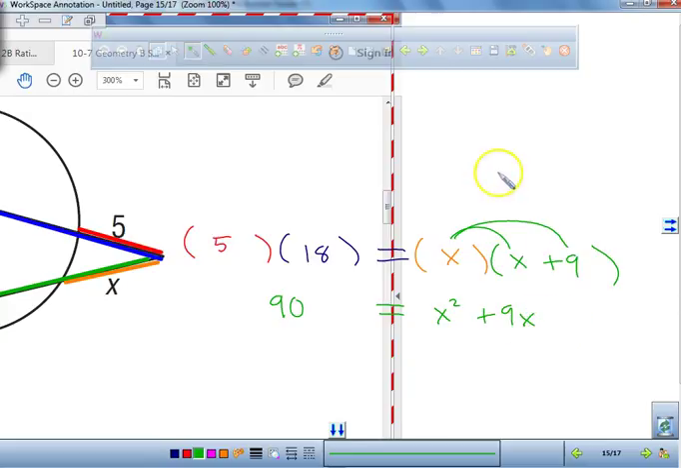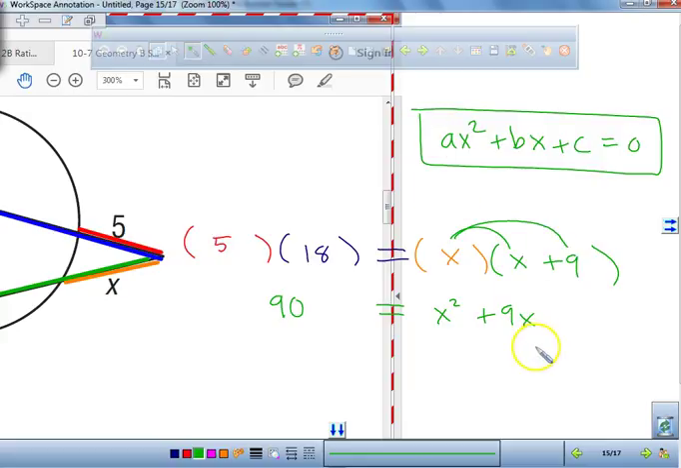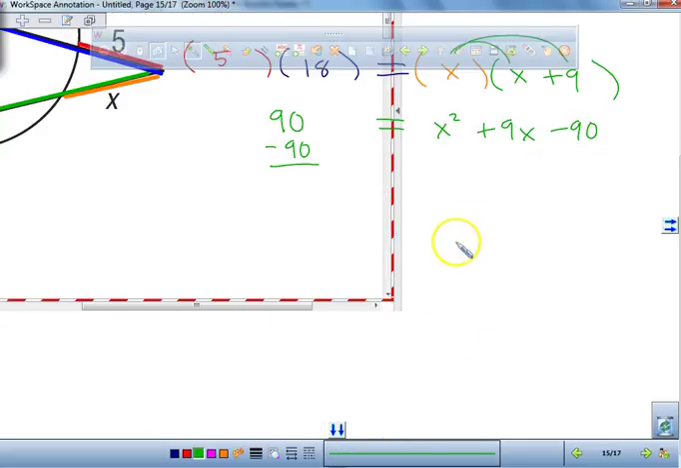Now we have a quadratic. A quadratic equation, if you remember from Algebra 1, has a standard form: ax squared plus bx plus c equals 0. So what we always want to do is set it equal to 0. How do we set this equal to 0? Just take away 90 from both sides. And here's your quadratic equation: x squared plus 9x minus 90 equals 0.